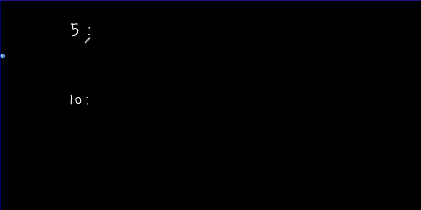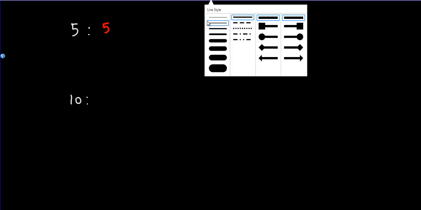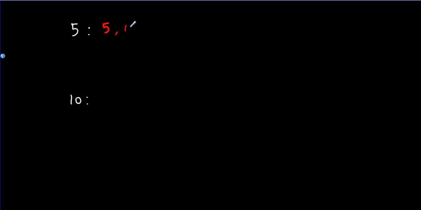So here we have 5 and 10. You have to write the multiples of 5 and 10. So for 5, we have 5 ones are 5, 5 twos are 10, 5 threes are 15. So this is basically just the multiplication table. So 5 times 1 is 5, 5 times 2 is 10, 5 times 3 is 15, 5 times 4 is 20, 5 times 5 is 25, and 5 times 6 is 30.